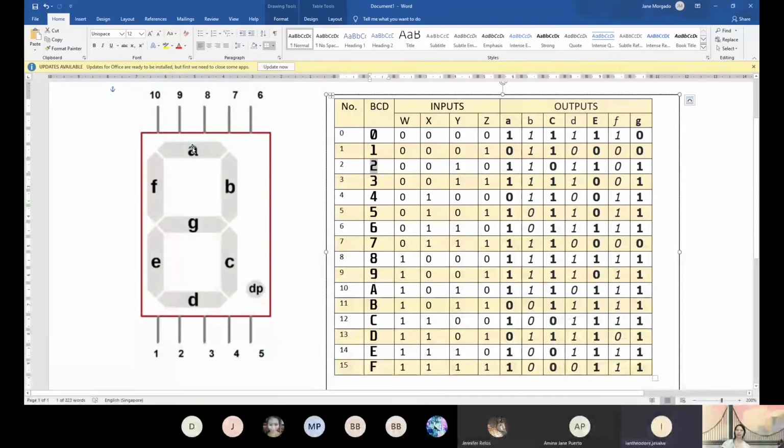Mali po kasi, ma'am, eliminate eh. Illuminate. Mali ba yun? Illumination. Okay po. You need to light up. Okay po. Okay? You need to light up A, B, G, E, D.